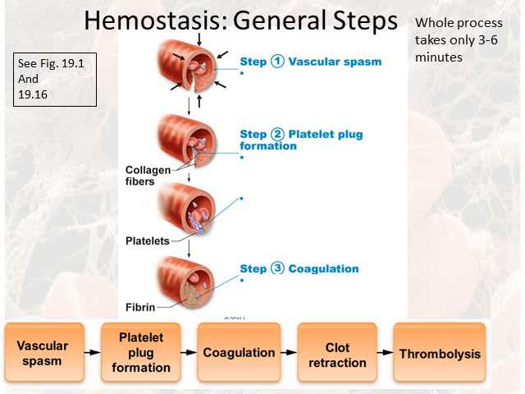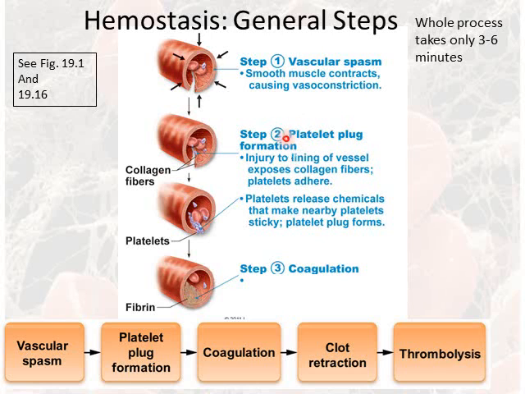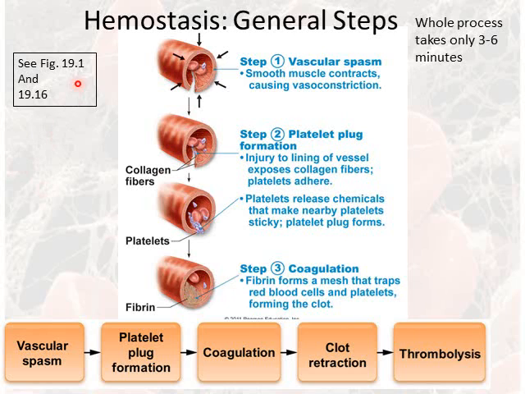Okay, so this slide is just looking at the overall general process of hemostasis. What we've got here is step 1, vascular spasm, which we've already talked about. Step 2, platelet plug formation, which we just finished talking about. Now we're going to be moving on to step 3, which is truly the coagulation process. You can see this schematic down here: vascular spasm, platelet plug formation, coagulation, and then we have two other steps, clot retraction, which is kind of pulling it all together, and thrombolysis, that's breaking up the clot. I would definitely recommend looking at figure 19.1, and that's for this down here. Then 19.16 is a very good overview of the big picture of all of these steps put together.